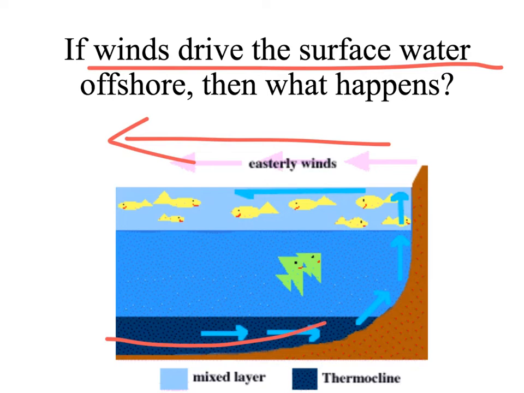We get upwelling. If we get upwelling, we get nutrients brought to the surface, the phytoplankton bloom, and then in this graphic, the bloom of the phytoplankton is reflected in the larger populations of other organisms as we move up the food pyramid, or the trophic pyramid.